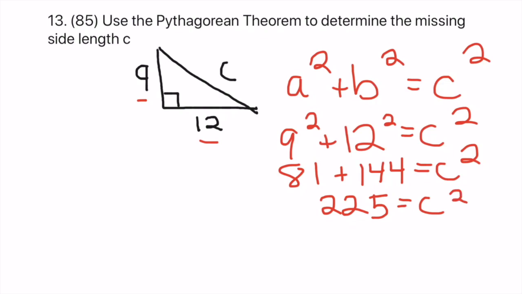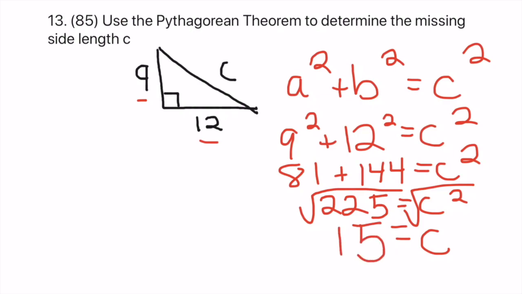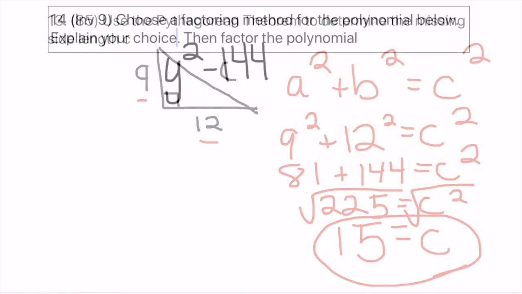And remember, to get rid of that c squared, to get rid of the squared, we take the square root, but we have to do it to both sides. So c equals 15. So that is the side length of C.